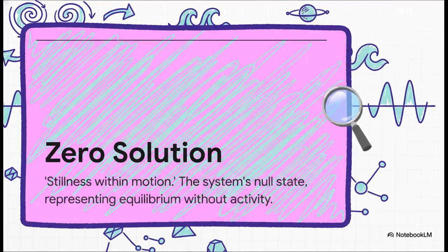But here's a fascinating twist. Sometimes the most profound solution of all is zero. And the zero solution isn't just a lack of an answer. No, it is the answer. It represents perfect equilibrium, a kind of stillness within motion. It's a system in perfect balance, just holding all its potential completely at rest, just waiting for a nudge.